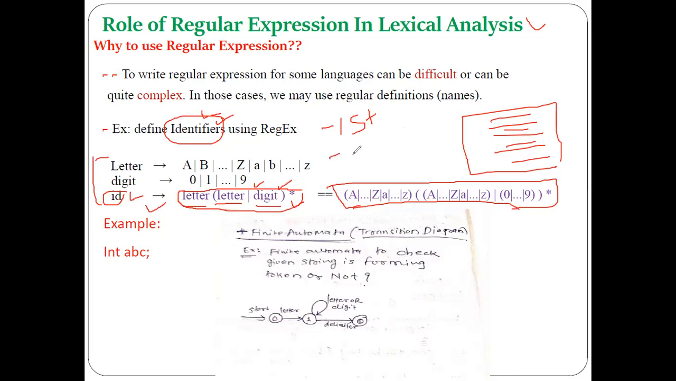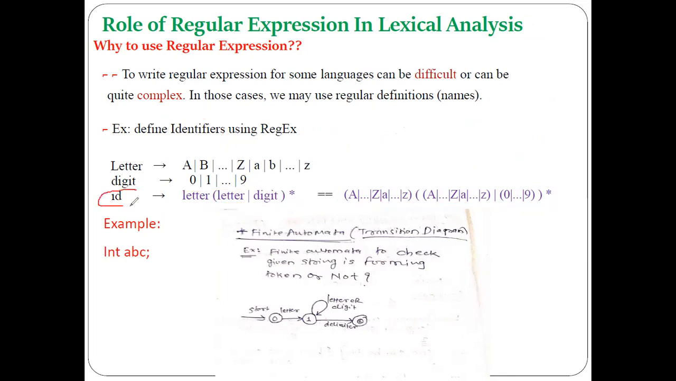Now the second step is what? Representation of regular expression by the finite automata. Second step is representation of regular expression by finite automata. Now this is our regular expression. This is the first step, representation of token by the regular expression. Second step, representation of this regular expression by finite automata.